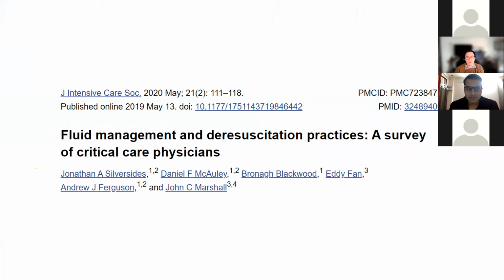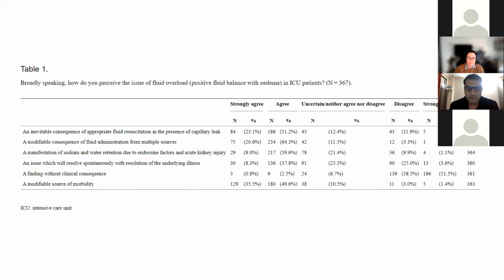This is a very, very nice piece of work from Jonathan Silversides and colleagues based in Belfast and Canada. And in this survey, what colleagues did was to survey critical care physicians in terms of what their views are and what they would do in terms of fluid management and de-resuscitation given a couple of scenarios. So this is their views, and in terms of how do you perceive the issue of fluid overload in ICU patients? How important is it?